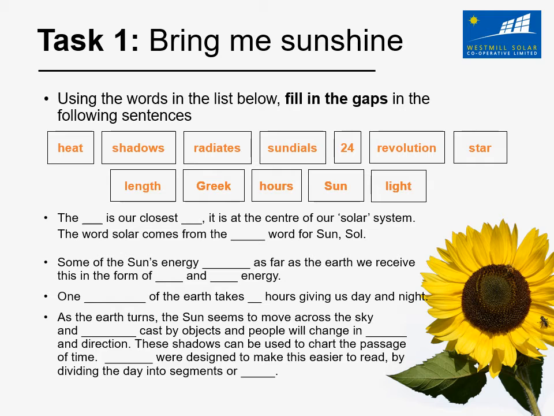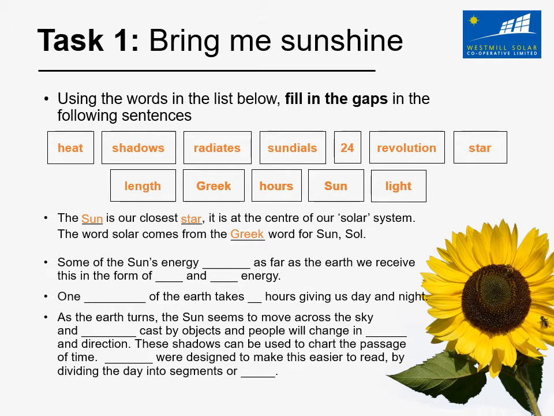So we asked you to use the words in the list below to fill in the gaps in the following sentences. Let's see how you got on. The sun is our closest star. It is at the centre of our solar system. The word solar comes from the Greek word for sun, sol.